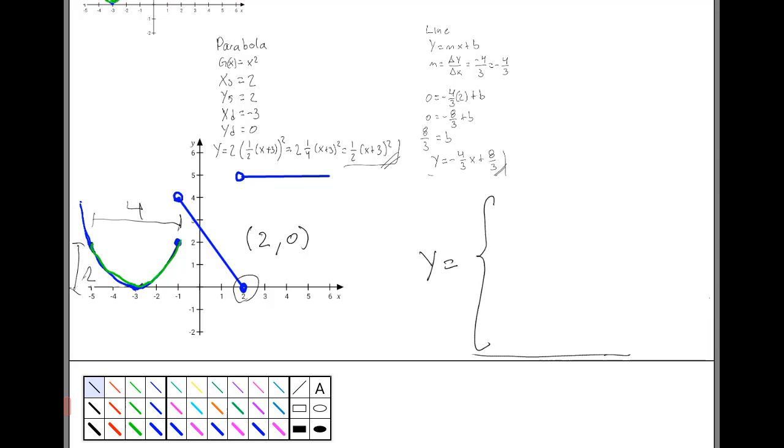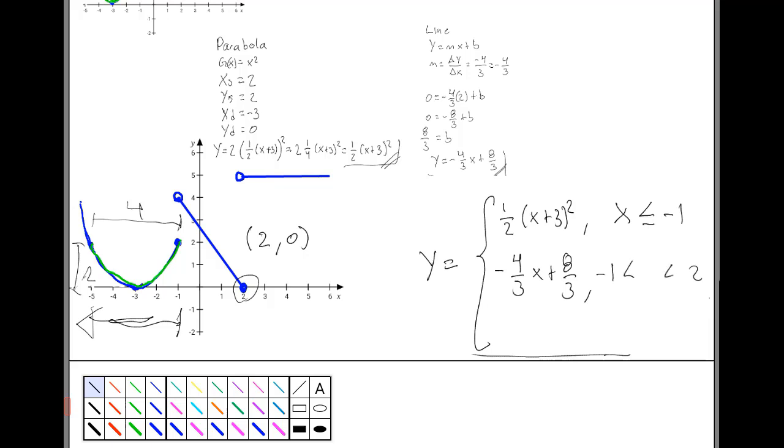We have a function that is made of a parabola first, and the parabola is 1/2 times x plus 3 squared, and that's for values less than or equal to negative 1. So from here to here we have the parabola, right? Then we have the line, and the line is negative 4/3 x plus 8/3, and the interval is from negative 1 to 2, right? So we write that.